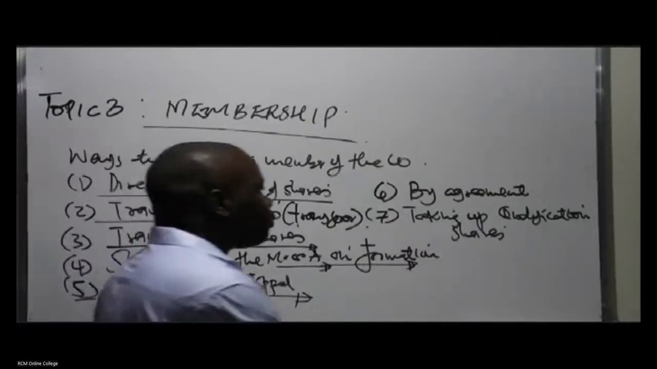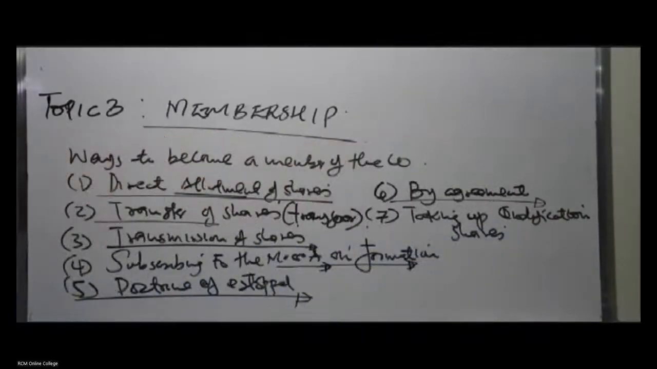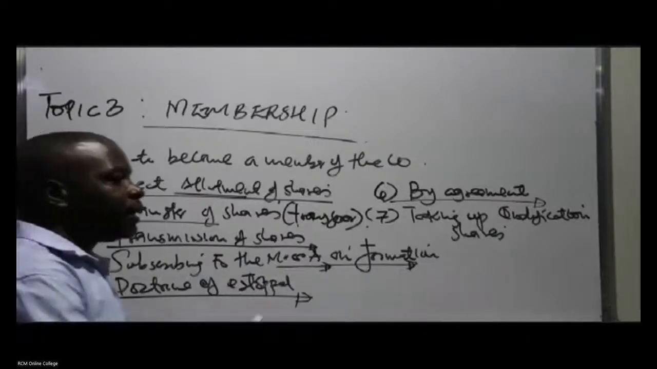Then through agreement. By agreement, this one majorly happens, for example, in private companies. So if I want to become a member of a private company, we can end up agreeing with those who are already what? Members there.